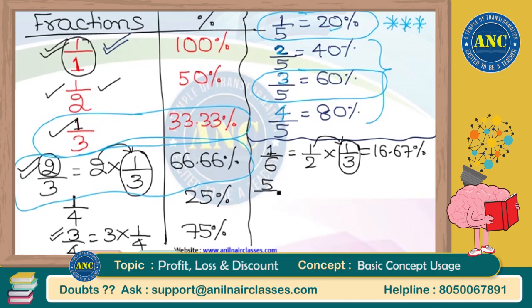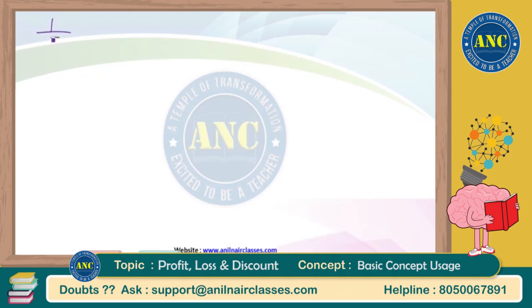Again, if I increase 5 by 6, 5 by 6 is 5 into 16.67. You will get the answer. Or 5 by 6 can also be written as 1 minus 1 by 6. 1 is 100%. 1 by 6 is 16.67%. 100 minus 16.67 is 83.33%. I believe that it is very, very clear for, say here, 1 by 6.